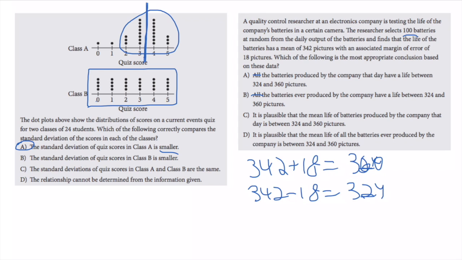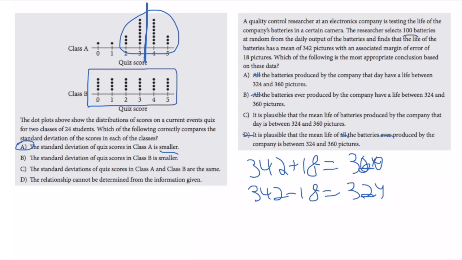Let me read C. It is plausible that the mean life produced by the company that day is between 324 and 360. And if I look at D, it is plausible that the mean life of all the batteries ever produced by the company is between 324 and 360. Again, I see words like all and ever, so I can also eliminate D.